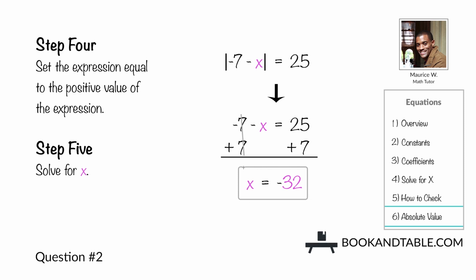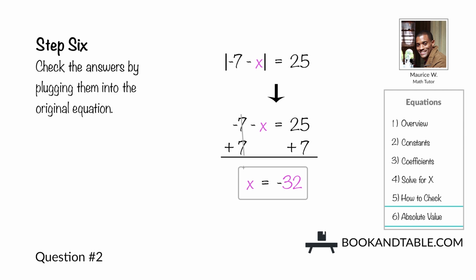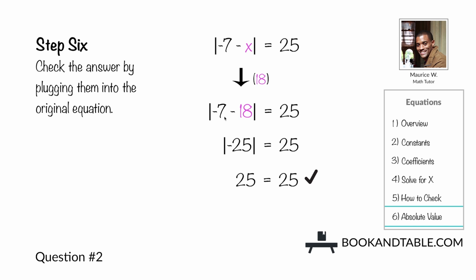All right, so now the last step, step 6, check the answers by plugging them into the original equation, which is the absolute value of -7 minus x is equal to 25. -7 minus 18 will give us -25. The absolute value of -25 is +25. So we confirm that 25 is equal to 25, the value on the right side, thus also confirming that x is equal to 18. So this answer is correct. And then -32 was our second answer for x.